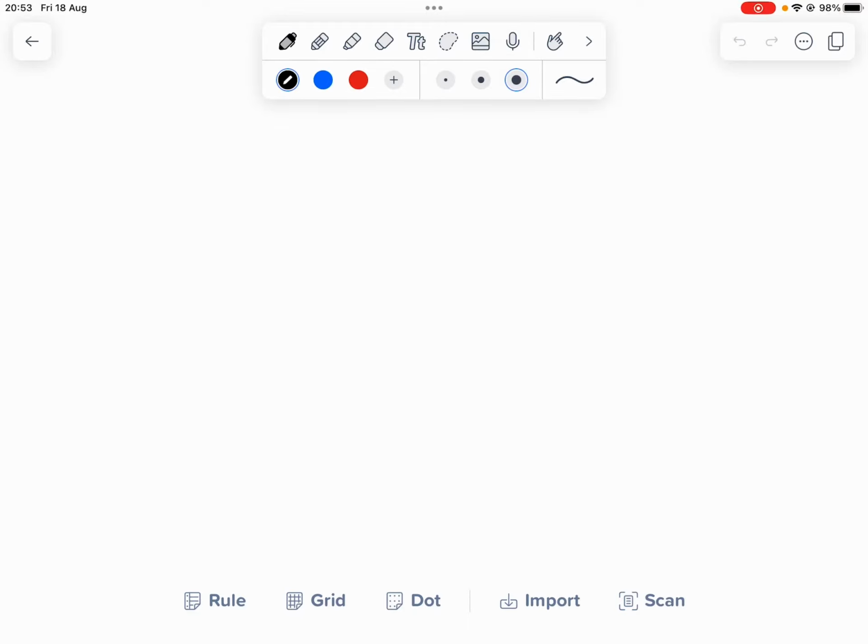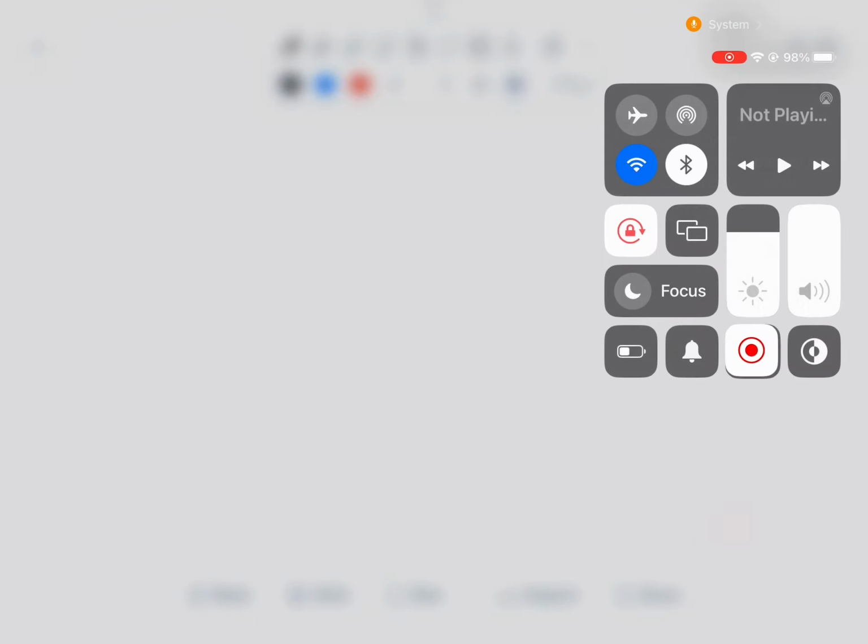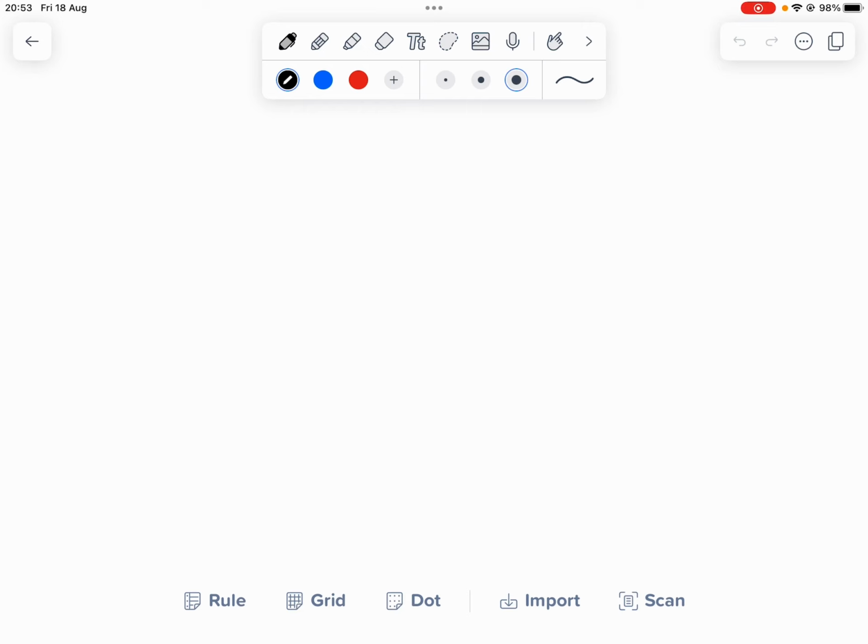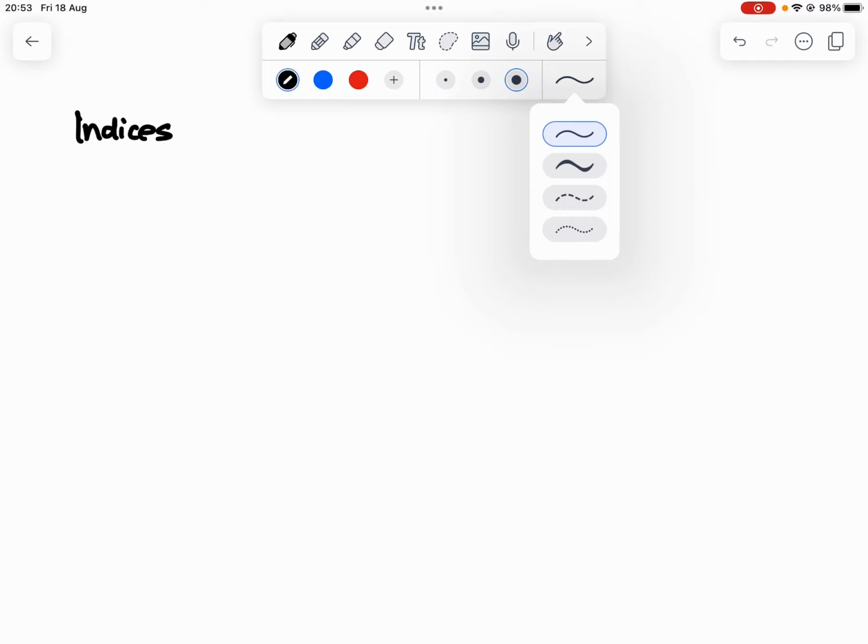Let's go over surds and indices. Let's start with indices. Anything to the power 0 equals 1.